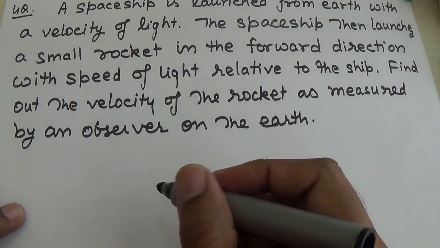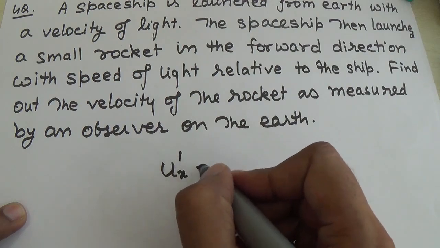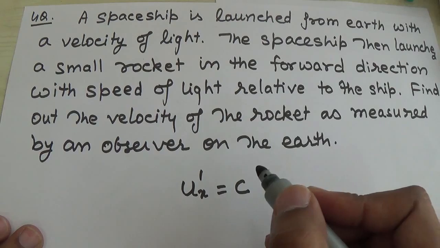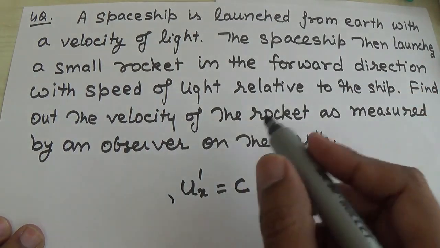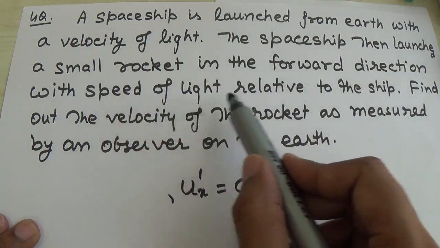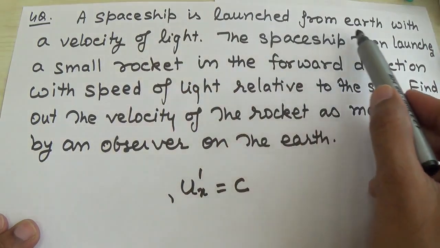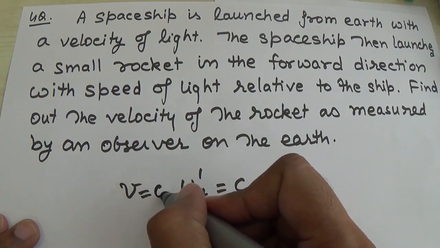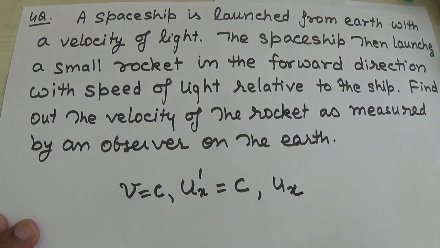So what is given? Given ux prime equal to c. ux prime is the speed of the rocket in the forward direction, since the spaceship launches a small rocket in the forward direction with the speed of light. And from the first statement, launched from Earth with the velocity of light, v is equal to c also. What we have to find out is ux.